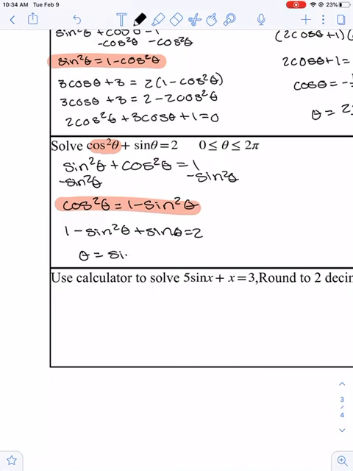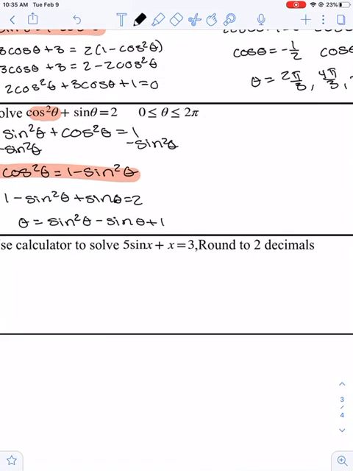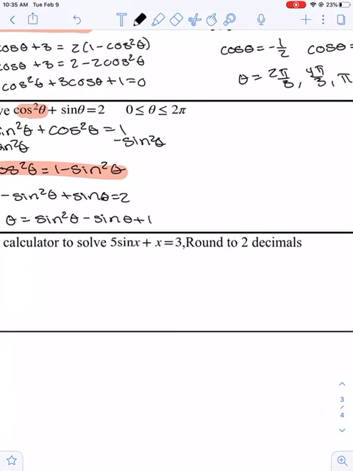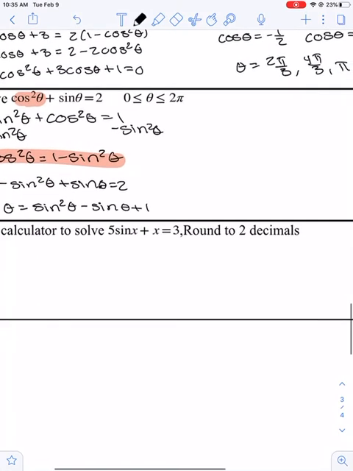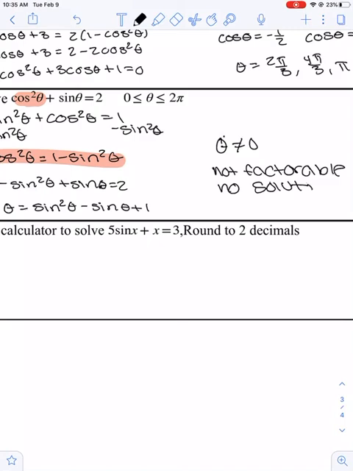Get it all on one side. So 0 equals sine squared theta minus sine theta plus 1. And then I'm going to look to factor this again. And then I know that this is not factorable. So this ends up being not factorable, which means there's no real solutions. No solutions.